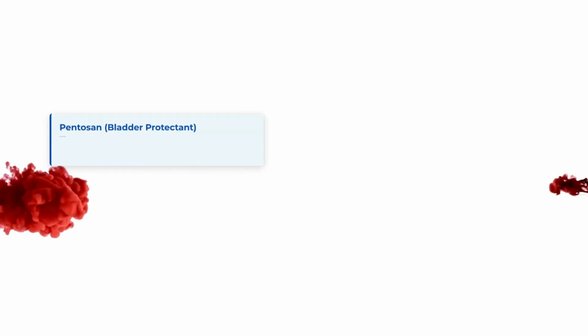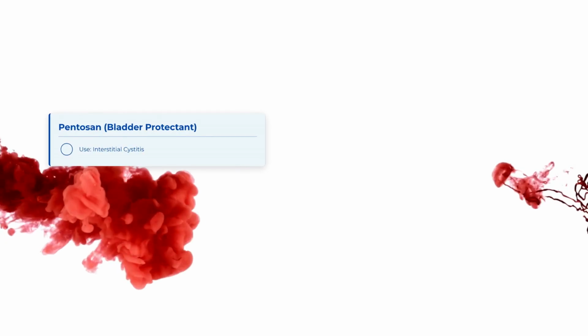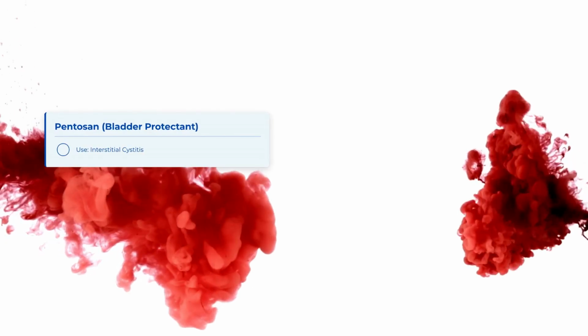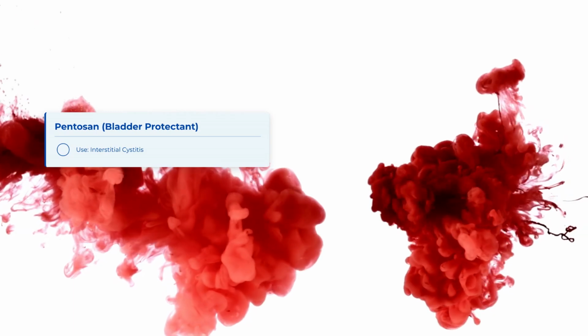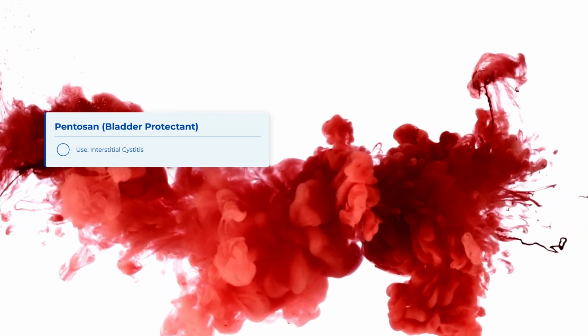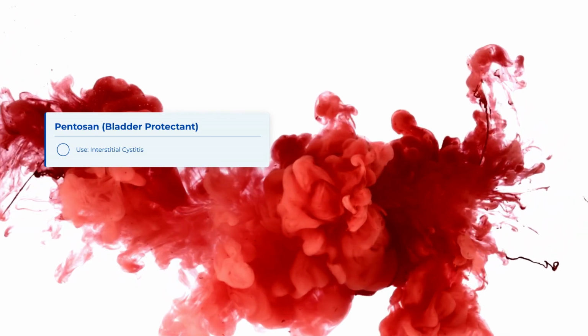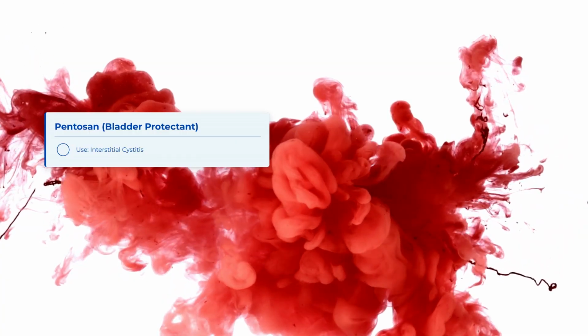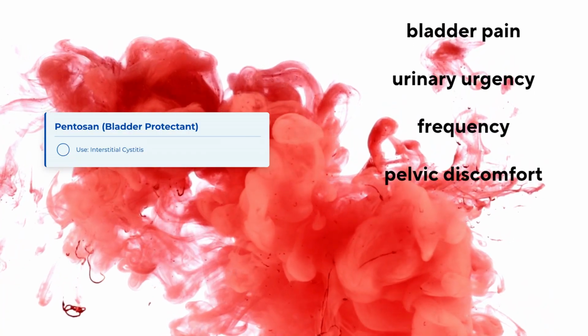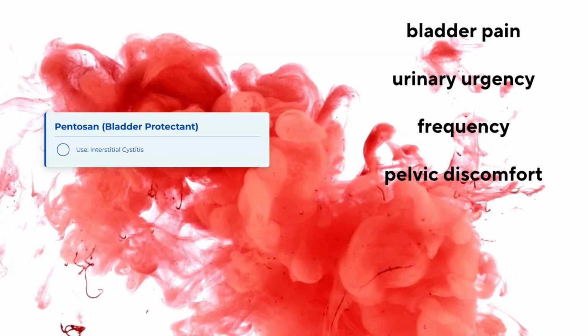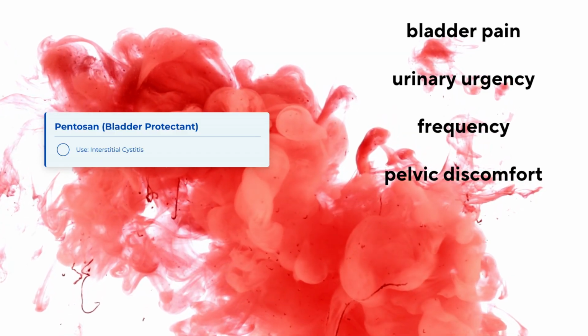All right, let's move on to Pentosan. Whenever you see Pentosan on the exam, I want you to immediately think risk of bleeding. I'll tell you why in a moment. It is usually given for interstitial cystitis. Interstitial cystitis is different from a urinary tract infection. There are no bacteria involved. Instead, it's a chronic inflammatory condition of the bladder that causes bladder pain, urinary urgency, frequency, and pelvic discomfort.